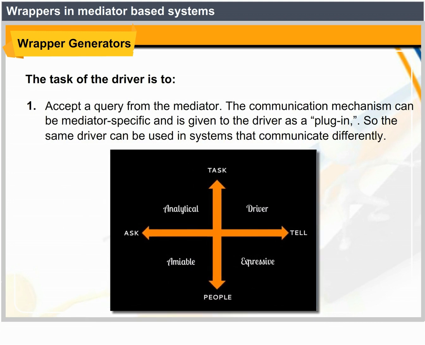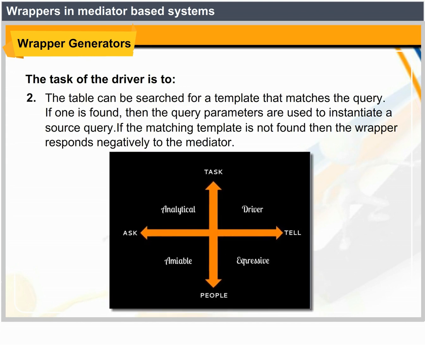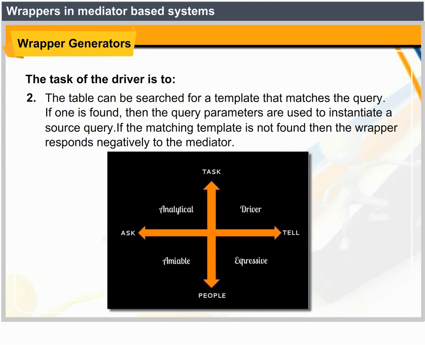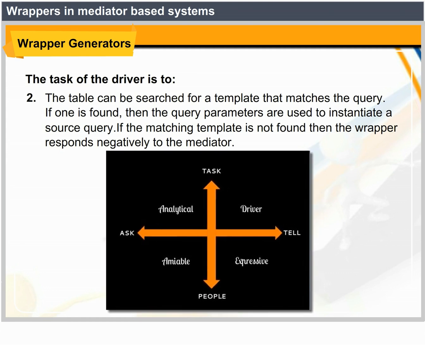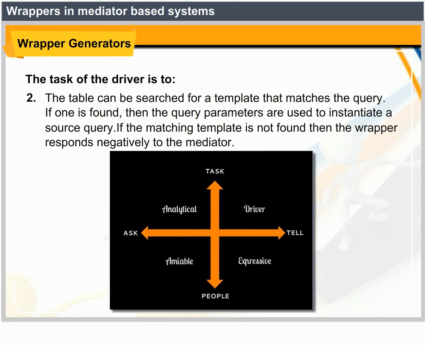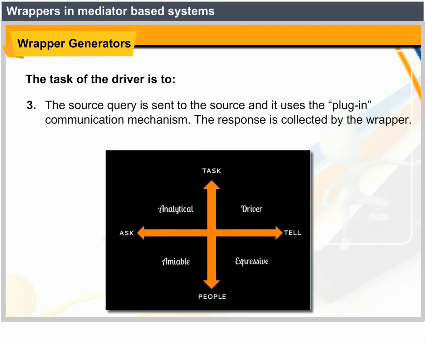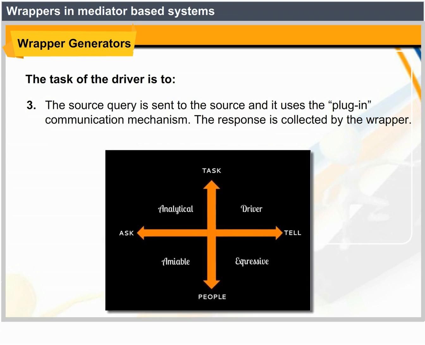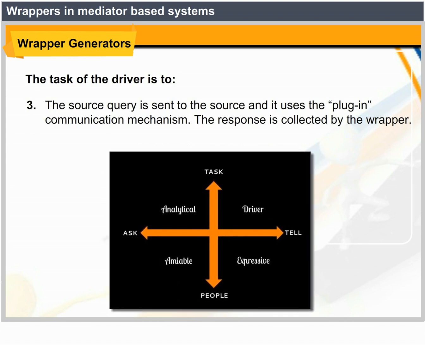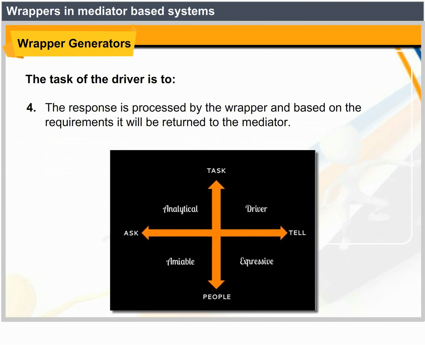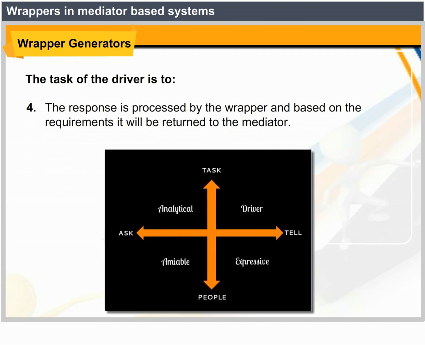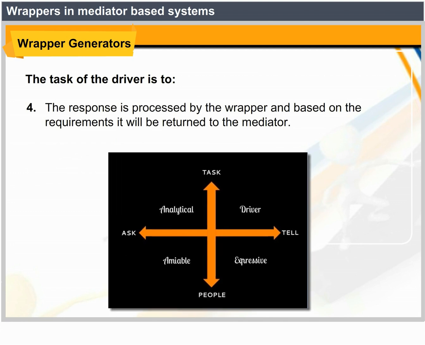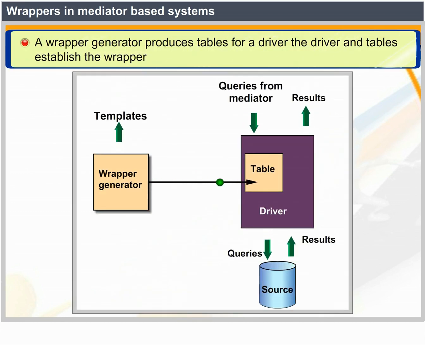Number 2, search the table for a template that matches the query. If one is found, then the parameter values from the query are used to instantiate a source query. If there is no matching template, the wrapper responds negatively to the mediator. Number 3, the source query is sent to the source, again using a plugin communication mechanism. The response is collected by the wrapper. Number 4, the response is processed by the wrapper if necessary and then returned to the mediator. A wrapper generator produces tables for a driver. The driver and tables constitute the wrapper.